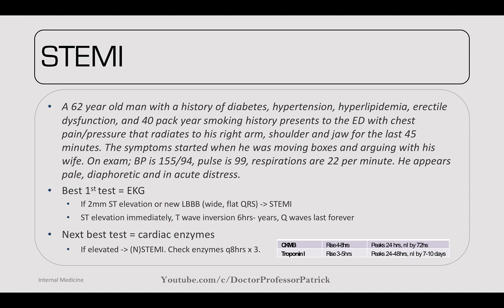If they're elevated and there was no ST segment elevation, you can call this an NSTEMI, and you're going to want to check for these enzymes every 8 hours for 3 repeats to make sure that you're not missing an NSTEMI. Your CK-MBs will rise a little bit slower than troponins, but they're going to peak at 24 hours and get back to normal limits within 3 days. So that's helpful if you've got somebody with a repeat MI that you're worried about, versus troponins, which will rise quicker, usually within 3 to 5 hours. They're going to peak within 1 to 2 days, but they won't come back to normal until almost 10 days after an event. So if you're looking at a repeat STEMI, you're going to want to order the CK-MBs as well.